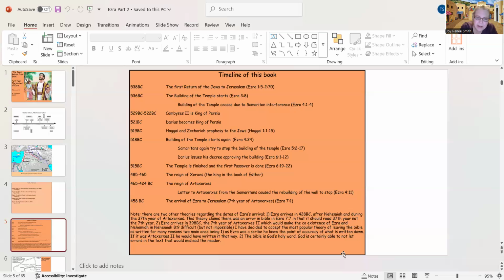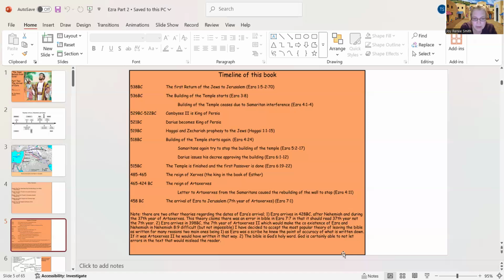I disagree with that because I don't believe there's an error in the Bible like that. Number 2, Ezra arrives in 398 BC, the 7th year of Artaxerxes II, which would make the coexistence of Ezra and Nehemiah in Nehemiah 8:9 difficult, but not impossible. I've decided to accept the most popular theory of leaving the Bible as written, which I normally do.